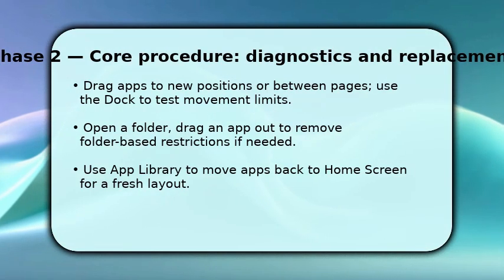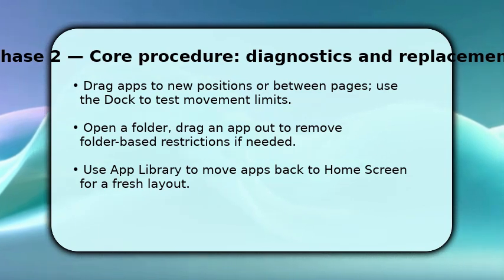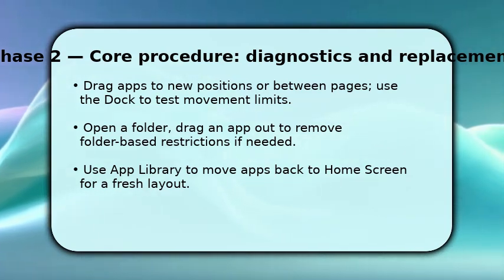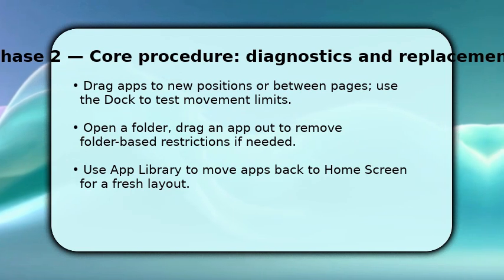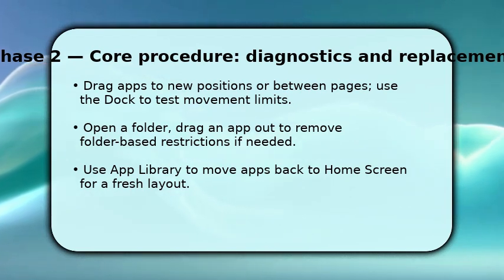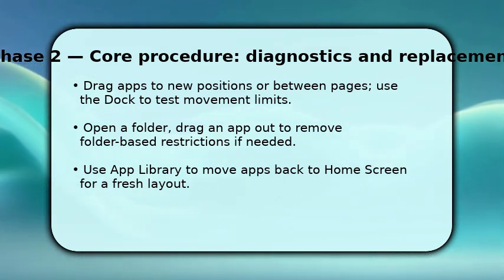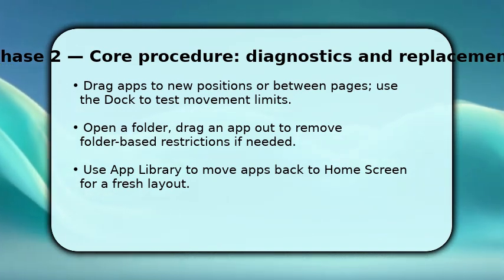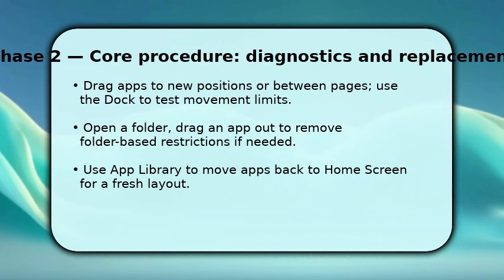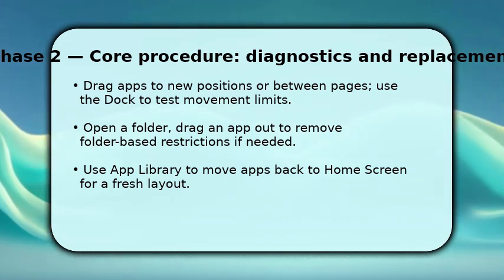Now you actively change the layout. Drag any app to a new spot or across pages. You'll feel when it hits the edge, showing page switching. If a folder is restricting movement, open that folder and drag the app out. This removes folder-based constraints. You can also use the app library. Find the app, long press, then add to home screen to place it freely. Make sure to observe where icons settle. That visual feedback confirms the lock is lifted.